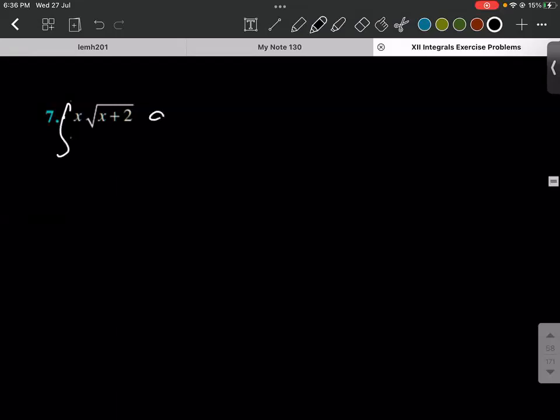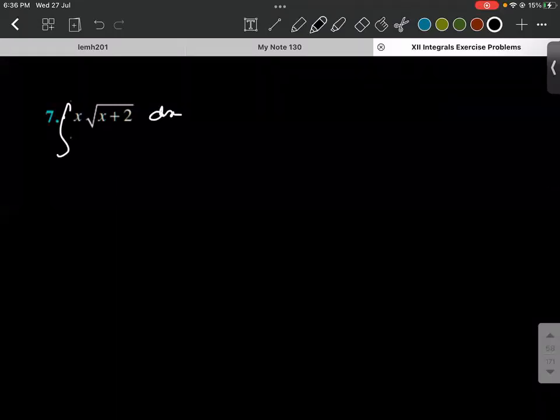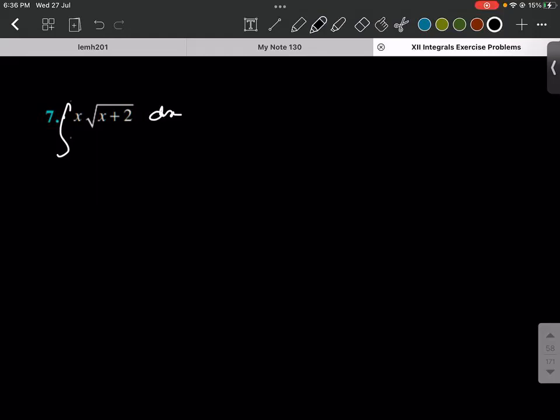Logic: wherever square root of any algebraic function is there, so x plus 2 should be equal to, that's it.